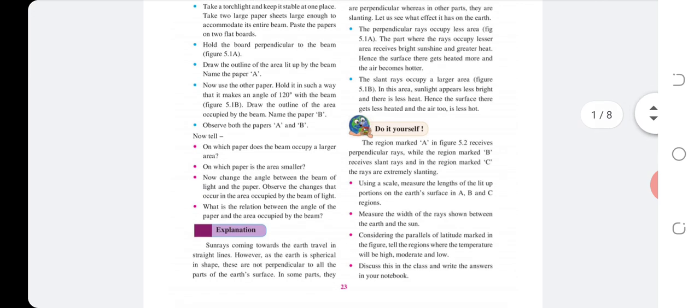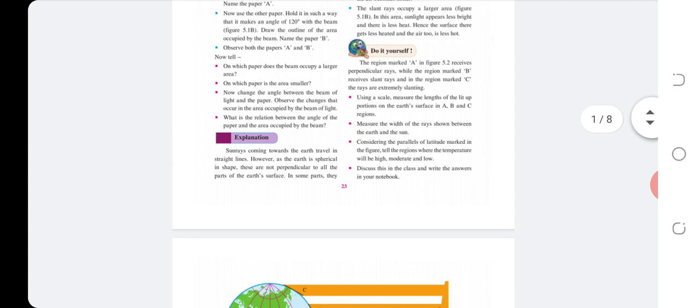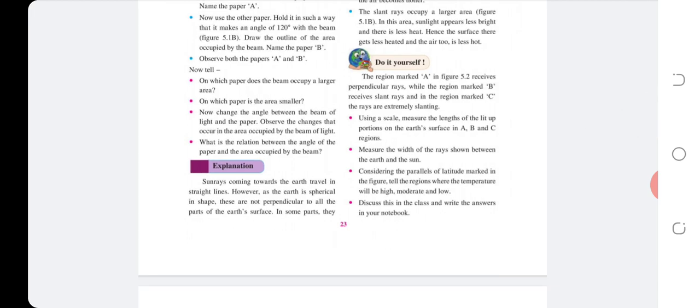Do it yourself. The region marked A in figure 5.2 receives perpendicular rays, while the region marked B receives slant rays, and in the region marked C the rays are extremely slanting. Point 1. Using a scale, measure the length of the lit up portion on the Earth's surface in regions A, B, and C. Point 2. Measure the width of rays shown between the Earth and the Sun.